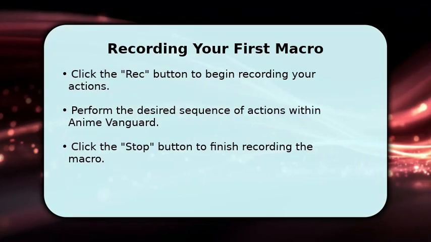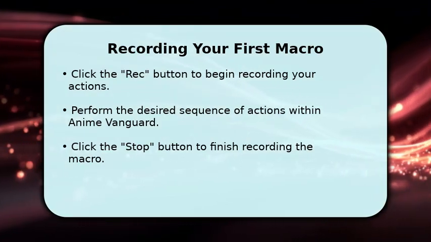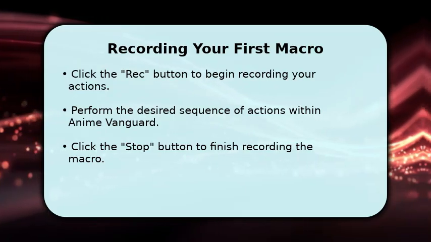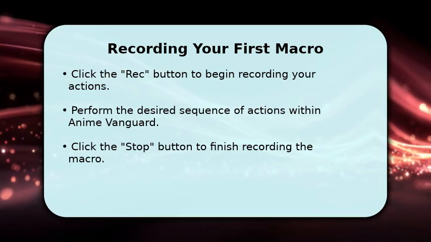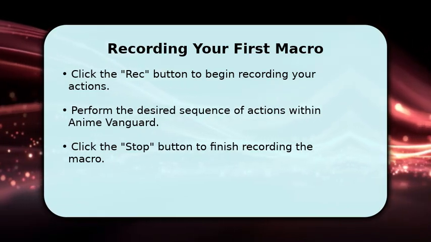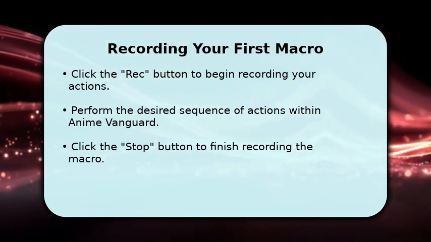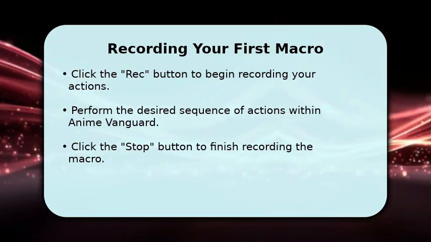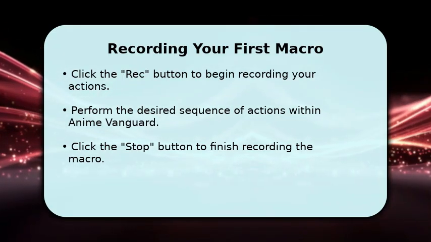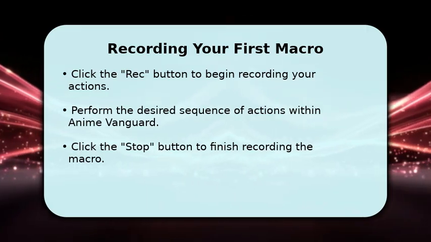To record your first macro, simply click the Rec button in TinyTask. Now, switch to Anime Vanguard and perform the exact sequence of actions you want to automate. Be precise with your clicks and key presses. Once you've completed the sequence, return to TinyTask and click the Stop button. Your actions are now saved as a macro, ready for playback.